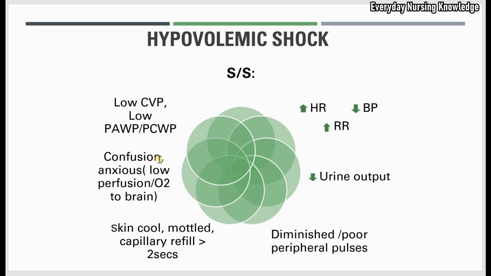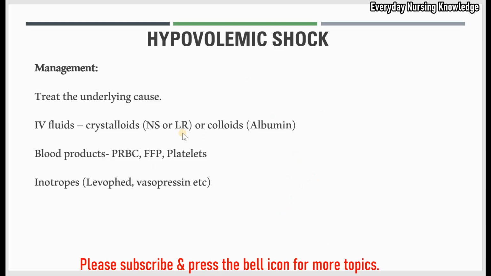Patient may present with confusion, anxious. It's because of the low blood supply or oxygen to the brain. The blood volume is low. As a result, low central venous pressure, low pulmonary arterial wedge pressure or pulmonary capillary wedge pressure. Now, what is the management of hypovolemic shock?